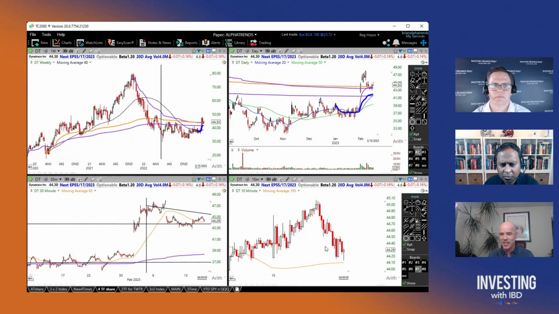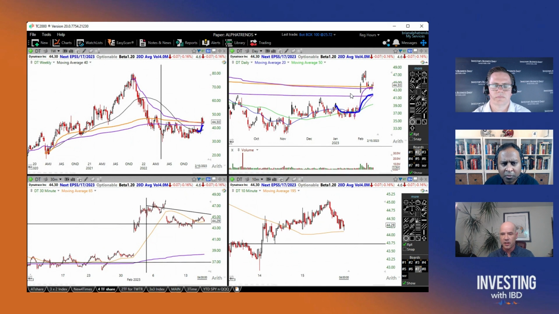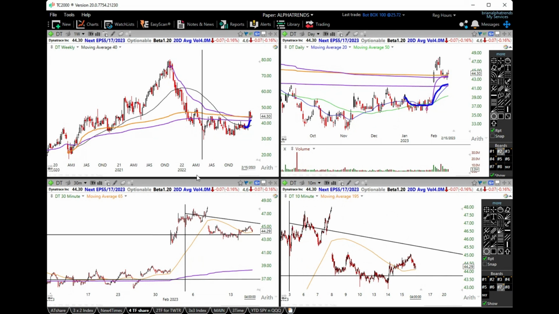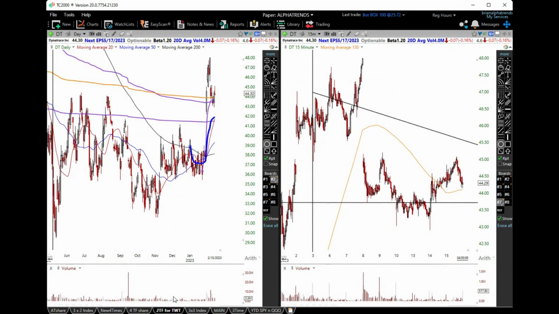We can look at it with this view, where I have a weekly chart, the daily chart, the 30-minute and the 10-minute time frame here. I don't want to confuse people with 4. 2 is enough. But that's how I look at how these time frames flow together.